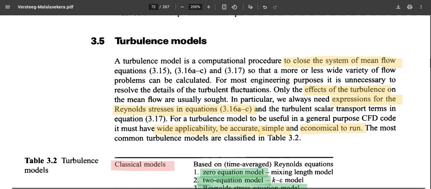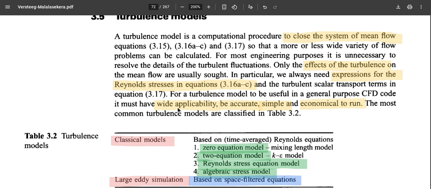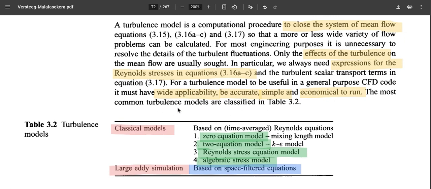Hi all. In the last videos we saw how to close the Reynolds stress equations using some classical models. We saw that there are four different types. The zero equation model, where we don't add an additional equation to the Reynolds equation. The two equation model, k-epsilon, where we have two separate PDEs, one for k and one for epsilon. And the third one is the Reynolds stress equation model, where we have six additional equations, one for each of the Reynolds stresses. The algebraic stress model is nothing but an algebraic expression for the Reynolds stress in addition to the k-epsilon model.